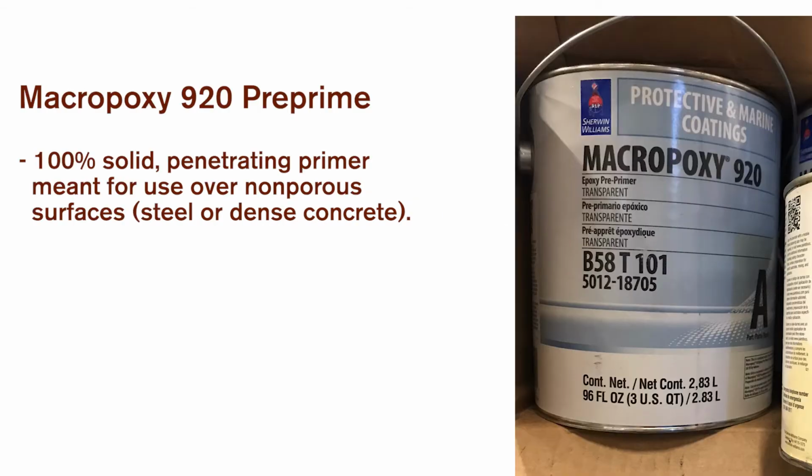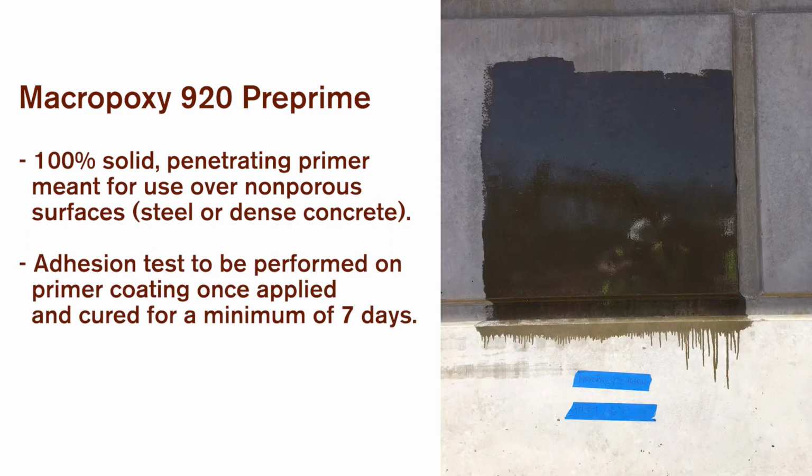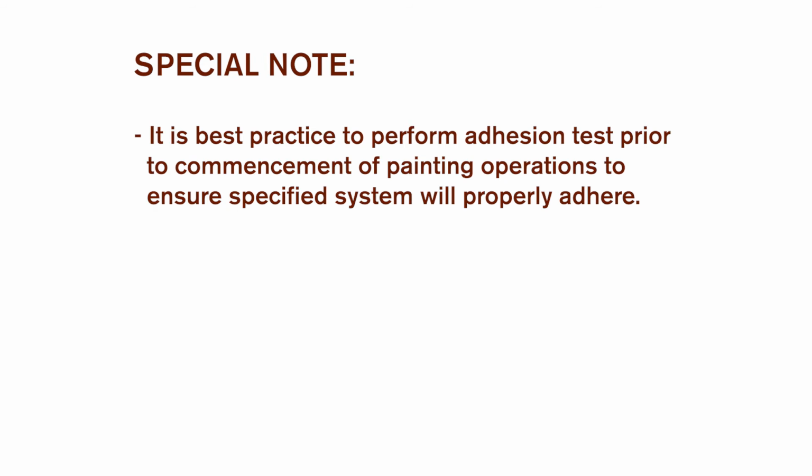What next? Macropoxy 920 pre-prime. Macropoxy 920 pre-prime is a 100% solid, penetrating epoxy primer that is meant to use over non-porous surfaces, steel or dense concrete. Adhesion test is to be performed on the primer coating once applied to surface and cured for a minimum of 7 days. It's always best practice to perform adhesion tests prior to the commencement of painting operations to ensure the specified system will properly adhere.